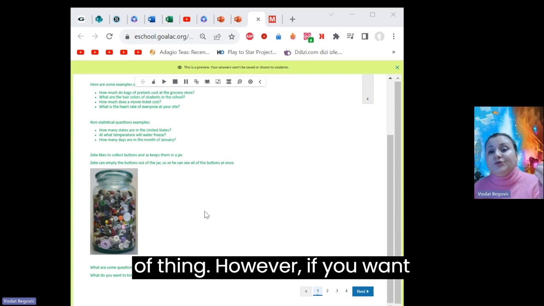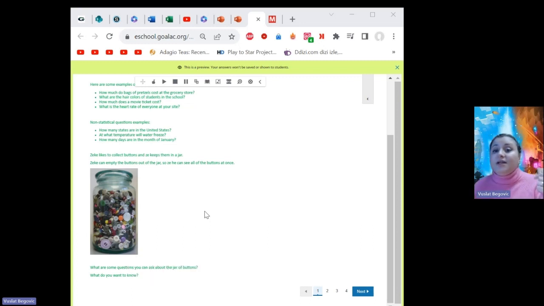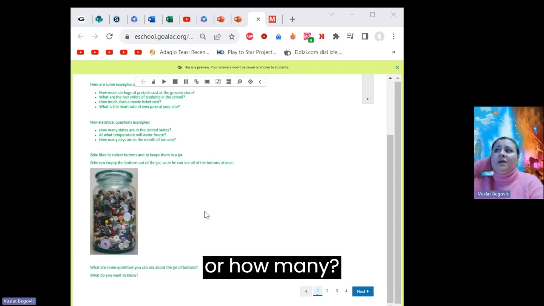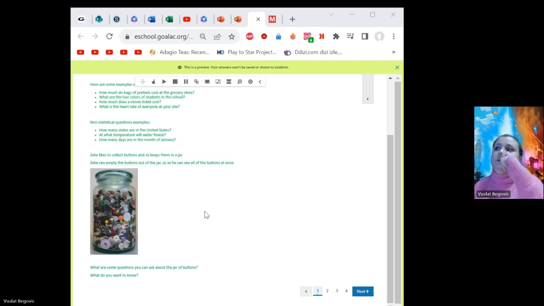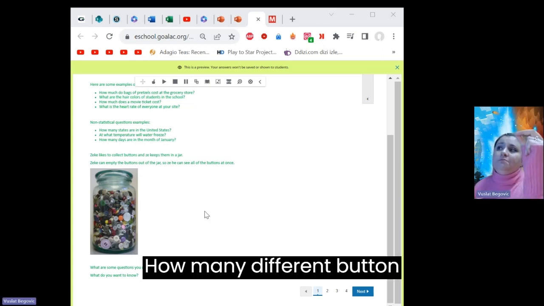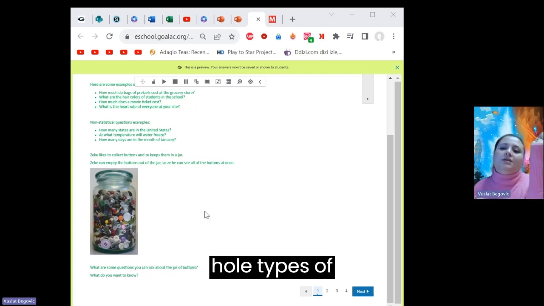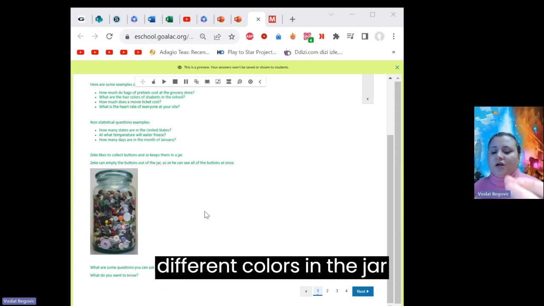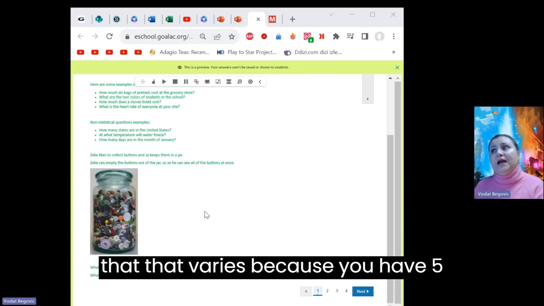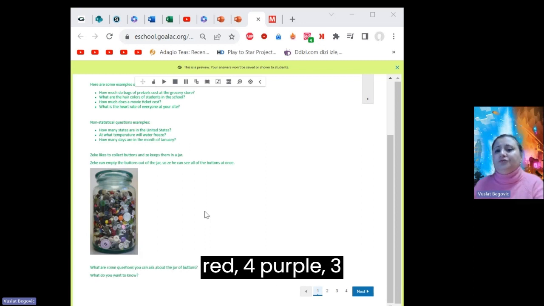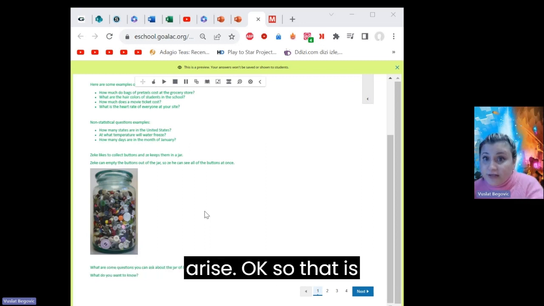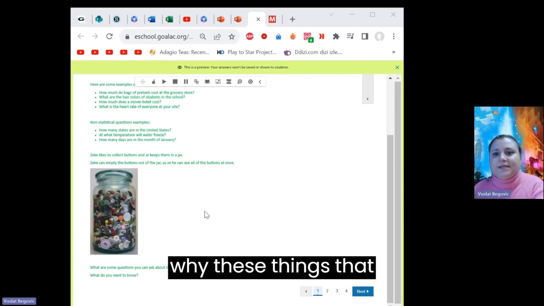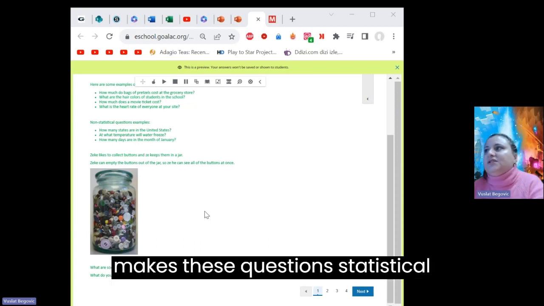However, if you want to make a statistical question, then ask how many different types of buttons are inside this jar, or how many different colors are in the jar? That varies, because you have 5 red, 4 purple, 3 brown, that kind of thing. That also varies. Okay, so that is what makes these questions statistical.